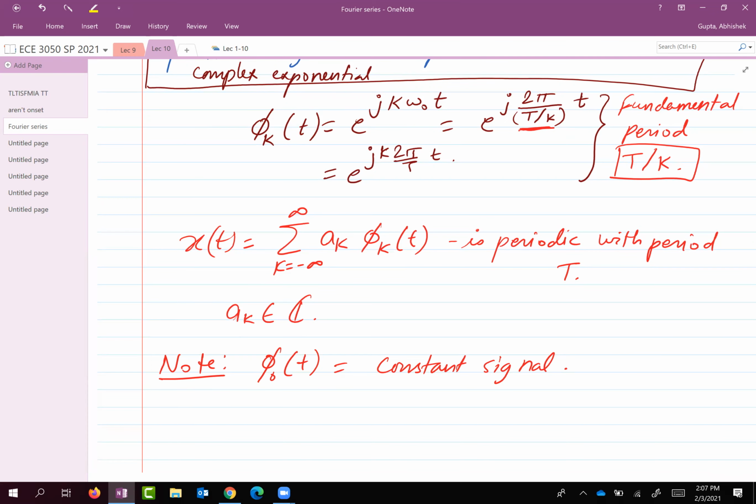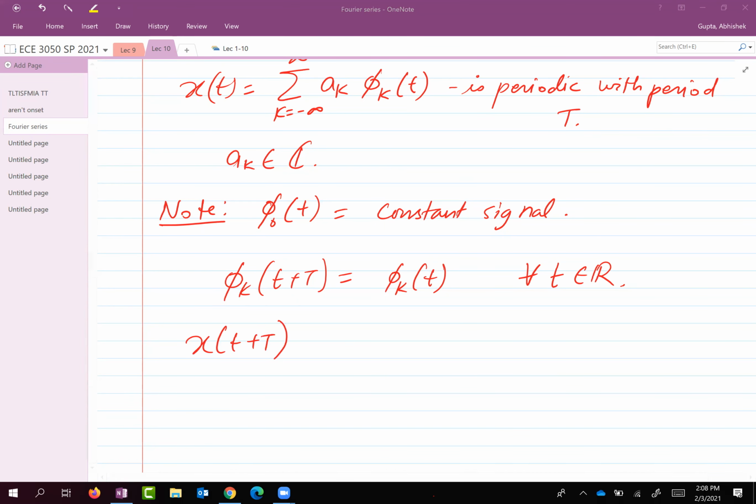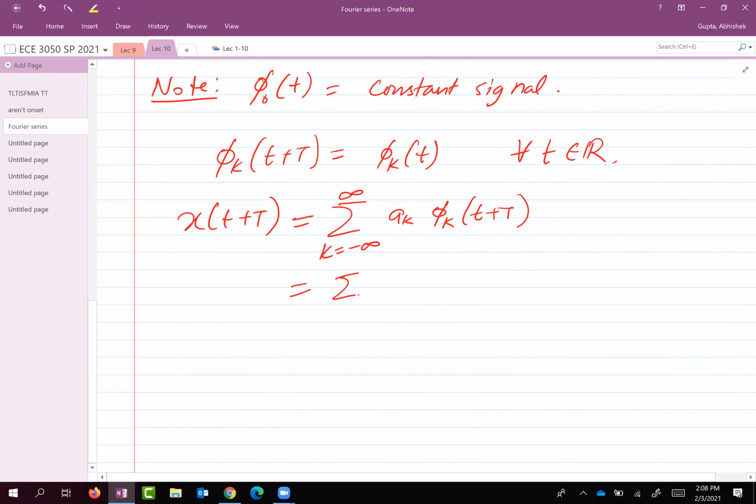Okay, so we know that phi k of t plus capital T is phi k of t for all t in R. And that's because phi k is a periodic signal with period capital T. So if I look at x of t plus capital T, I can again write it as summation k ak phi k of t, which is x of t. So therefore, x of t is periodic with period capital T.